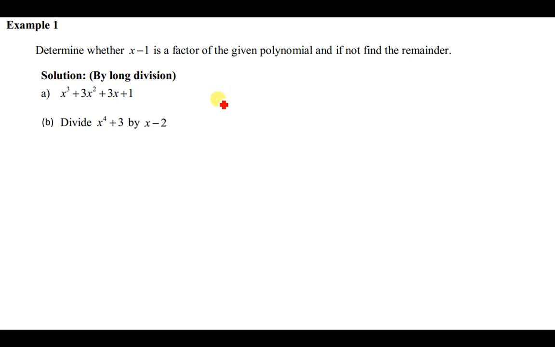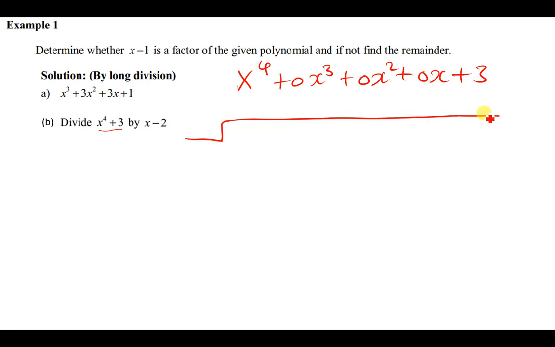Okay, so the first thing, we write this expression using it by putting in the placeholders. So we have x to the power 4, then we have plus 0x to the power 3 plus 0x to the power 2 plus 0x and then plus 3. So we are going to put this in the long division. So we have x to the power 4 plus 0x to the power 3 plus 0x squared plus 0x plus 3. Then we put x minus 2 here, x minus 2.